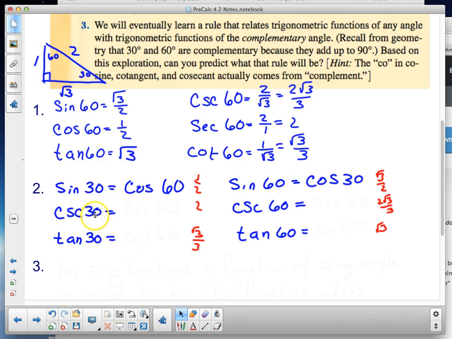Cosecant of 30, remember, is hypotenuse over opposite, which is 2 over 1. That's 1 over sine. And we have the secant of 60. But now the cosecant of 60 is the same as the secant of 30. And the secant of 30, remember, is just the reciprocal of the square root of 3 over 2 from cosine, so it's 2 over the square root of 3, or 2 square root of 3 over 3.